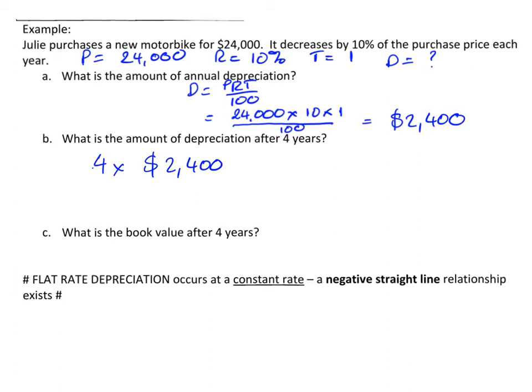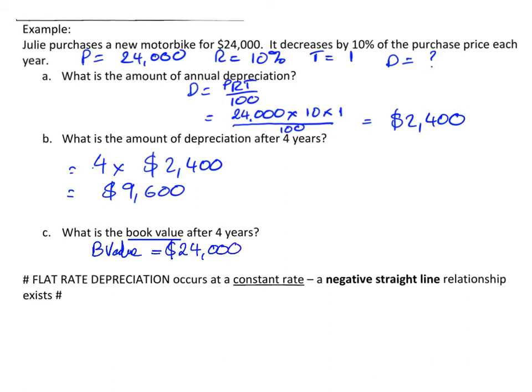So therefore, what do we get when we multiply that out? That is $9,600 after 4 years. So the question says, what is the book value after 4 years? The book value. Remember, the book value is the price that it's worth then. So the book value after 4 years is equal to, what did you pay for it? You paid $24,000 for the bike.